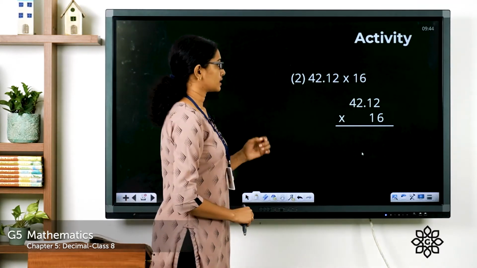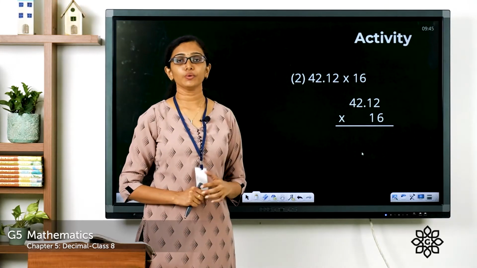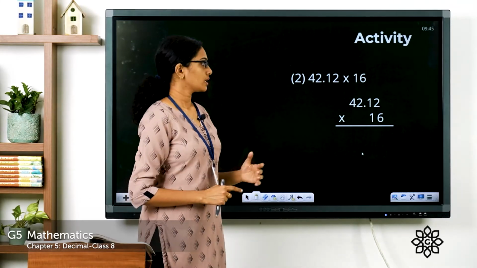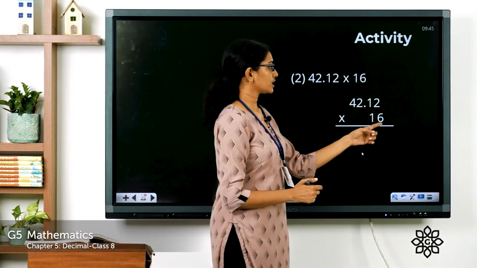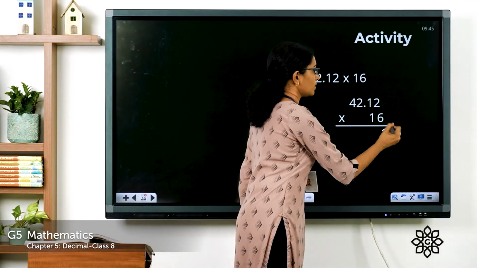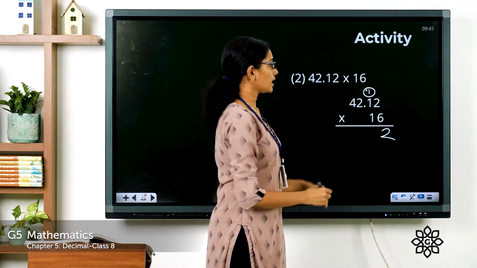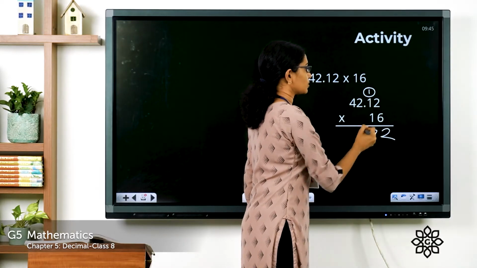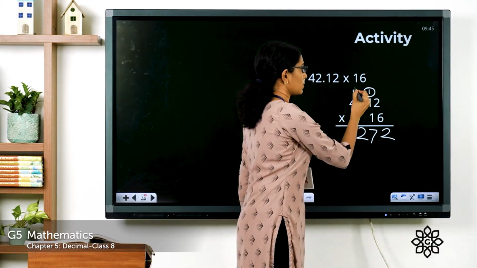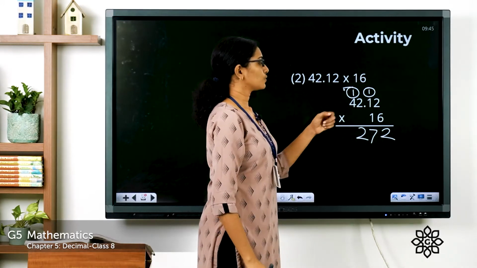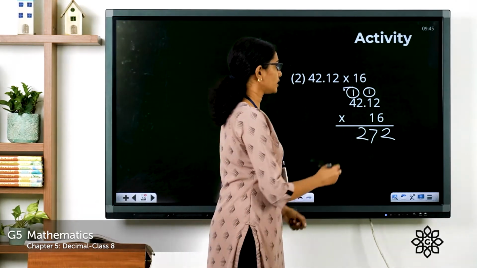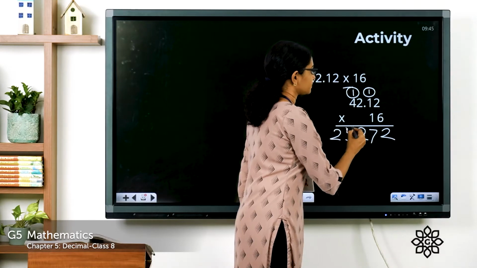Now the next question, 42.12 into 16. Let's do the multiplication. 6 into 2, it's 12. A carry over 1. 6 into 1, 6. Plus 1, 7. 6 into 2, 12. A carry over to the next place. 6 into 4, 24. Plus 1, 25.